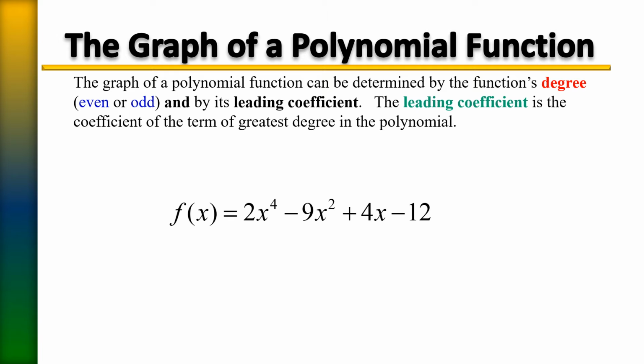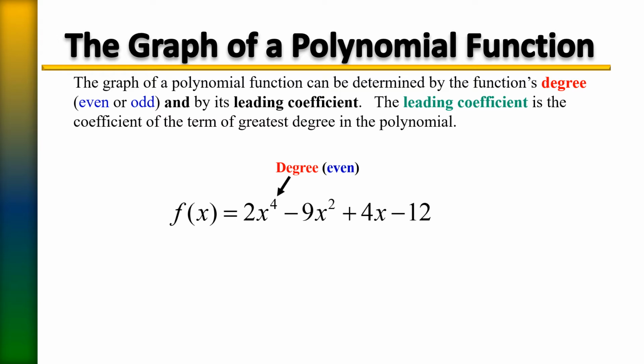Now that degree can be either odd or even. In the polynomial function given below, notice that out of all the degrees, the highest degree of this polynomial is a degree of 4, and 4 is an even number, so therefore this would be a graph of an even function.